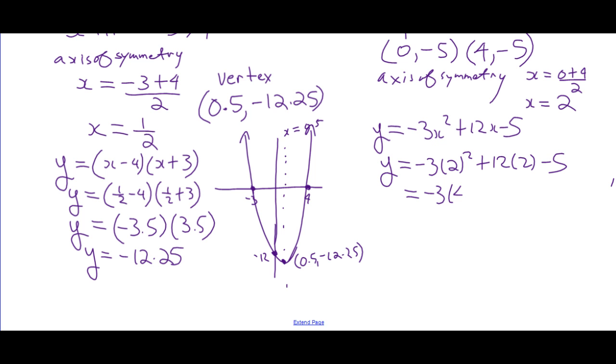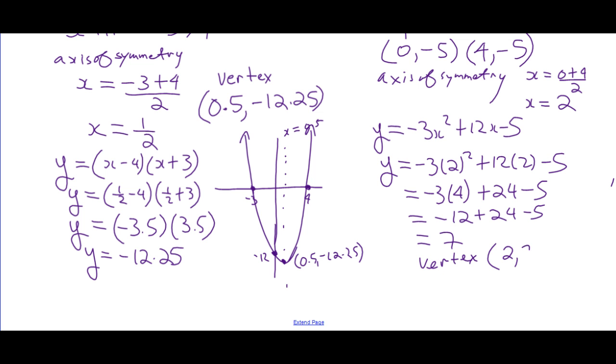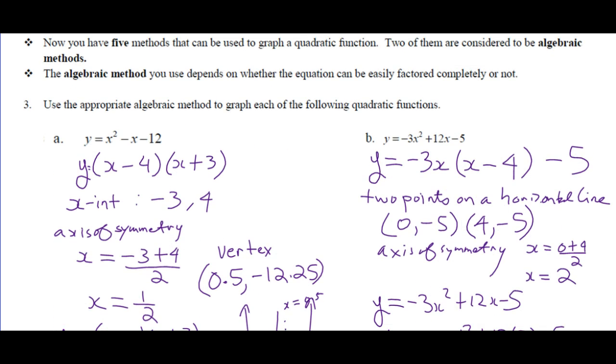So -3, 2 squared is 4, plus 24 minus 5, -12 plus 24, which is positive 12, minus 5, which gives me 7. So the vertex is at 2, 7. Okay. It opens down. I'm going to squeeze it in up here. So the vertex is at 2, 7.